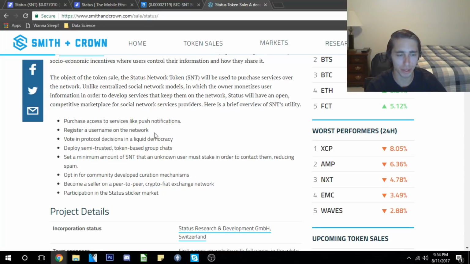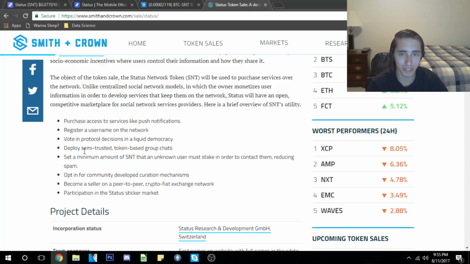So I think that it could be used in that sense. Registering a username on one of the applications, voting on protocol decisions in a liquid democracy, so you can make voting decisions on certain platforms using Status, where people use the Status network to connect to those Ethereum platforms. And then we can also do token-based group chats. The last one is really what stands out to me, which is participation in the Status sticker market. That being said, guys, that's really all there is right now.